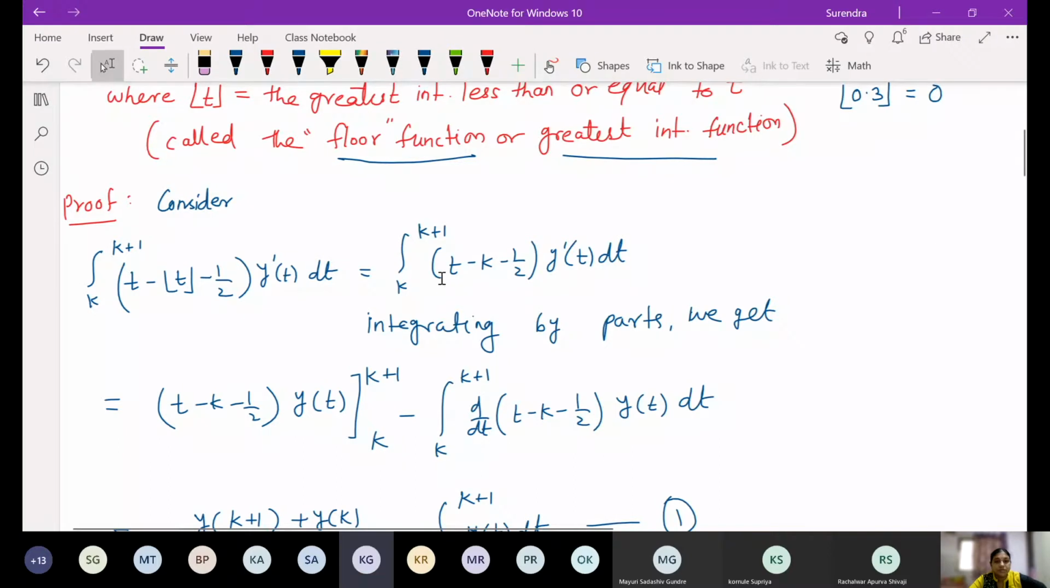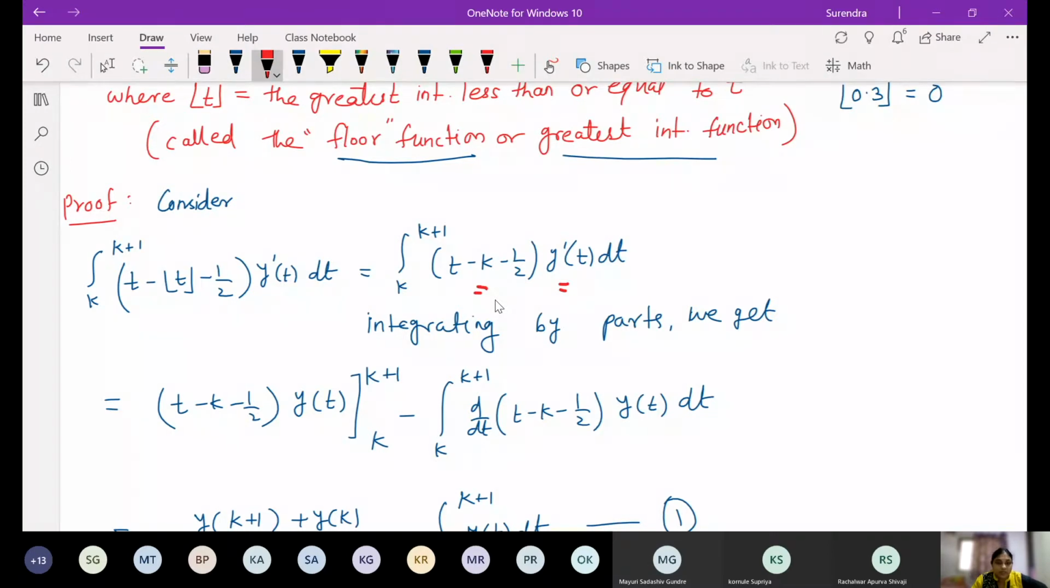So this I can write as the integral of (t minus k minus half) into y dash of t dt. Now, since it involves a derivative, we will integrate by parts. While integrating by parts, this one will be my first function, and this I will treat as the second function.